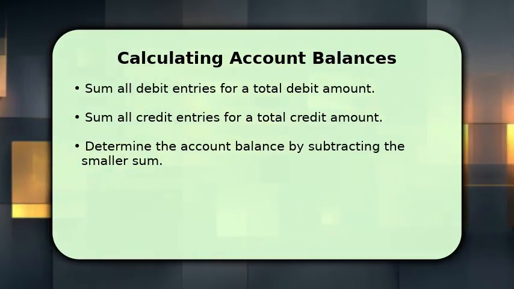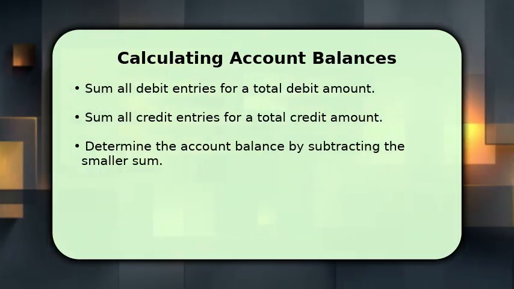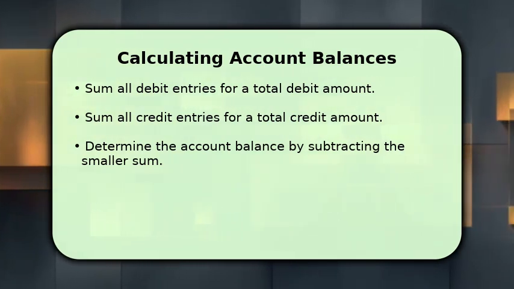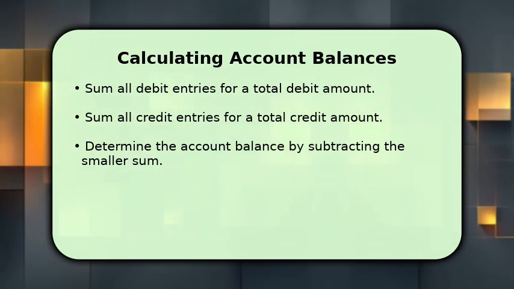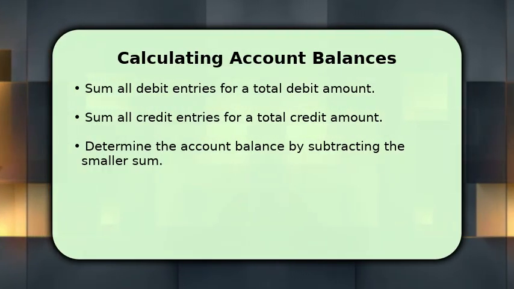Add up all the debit entries in each account to get a total debit amount. Then, do the same for all the credit entries to find the total credit amount. The difference between these two sums gives you the account's ending balance, which is essential for financial reporting.